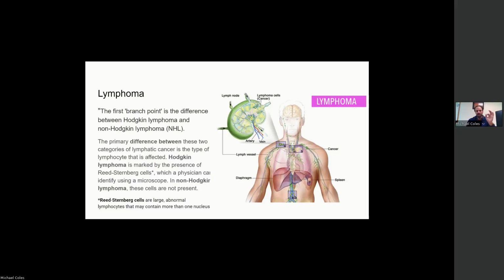These cells are large, abnormal white blood cells that contain more than one nucleus. So if you ever crack open an egg and it's got 2 yolks in it, like, oh, that's a Reed-Sternberg cell. So now this is categorized as Hodgkin lymphoma.